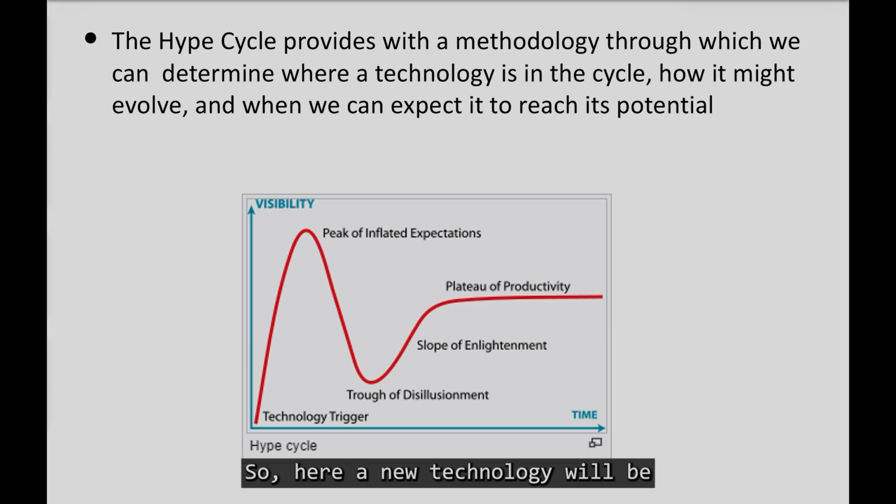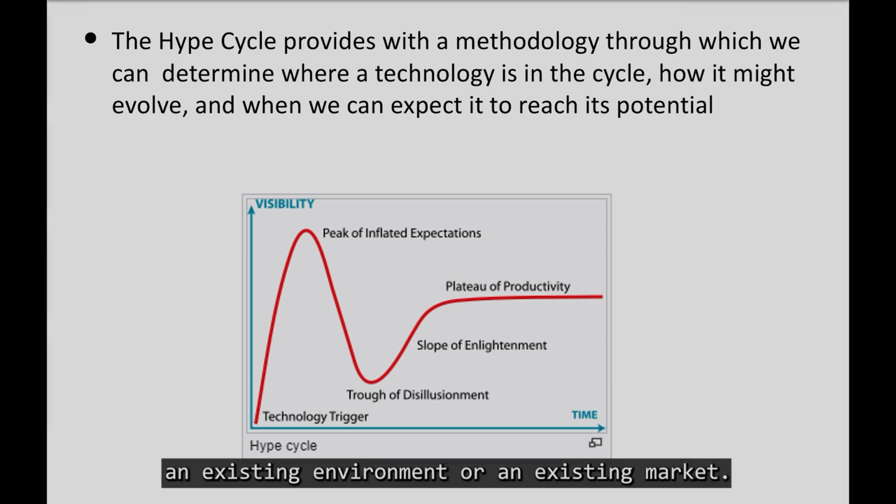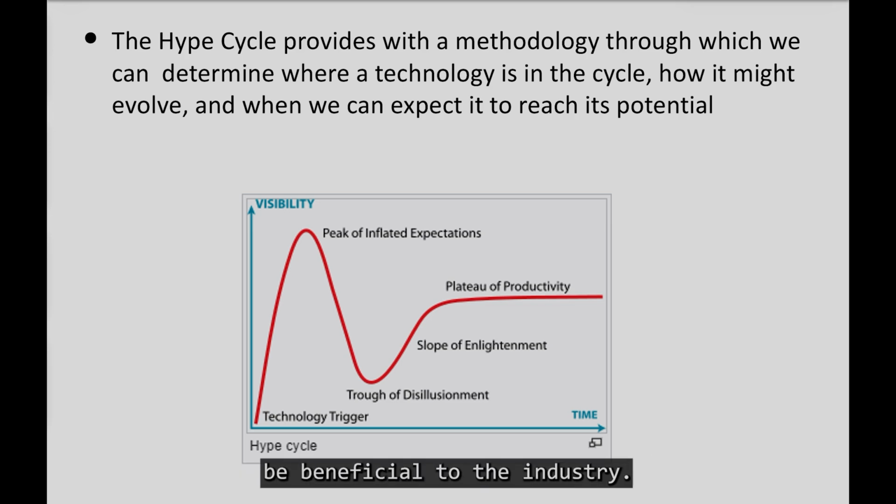Here a new technology becomes available in the market. It will produce a trigger. A trigger is nothing but a commotion, or a new entry to an existing environment or an existing market. So a new technology is being introduced into the market, but we don't know the hype or how the technology will be beneficial to the industry. We just know a technology exists, but we don't actually know how it will be used in the market. So that is a technology trigger.